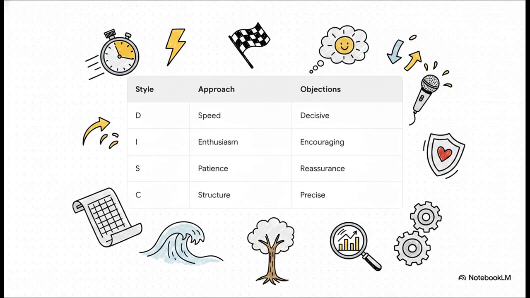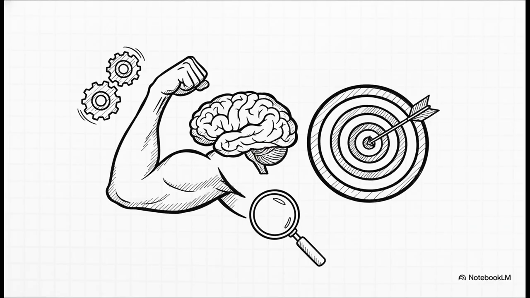And for the conscientious buyer, give them structure and evidence. You'll want to overcome their objections with precise, data-driven, logical answers. By integrating these techniques into your everyday sales activities, you're doing something incredibly powerful. You're building muscle memory. When you regularly tailor your communication and enhance your qualification process by recognizing these tendencies, adjusting your pitch just becomes totally instinctive.